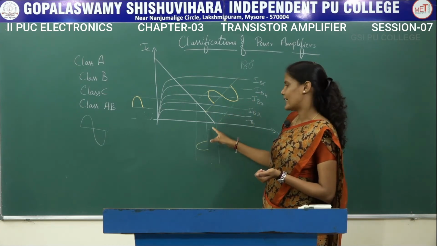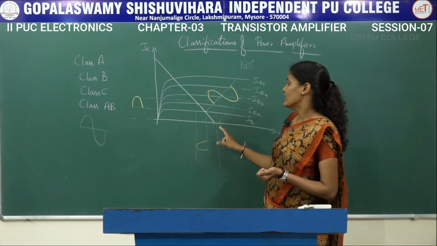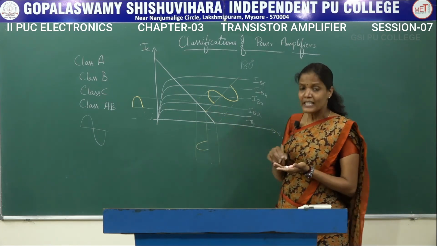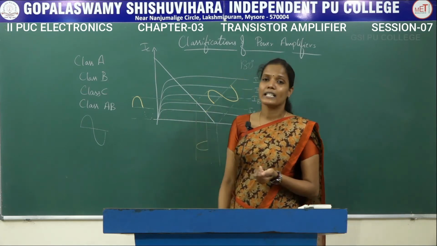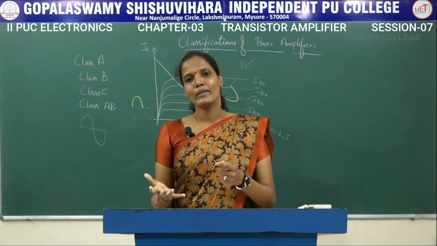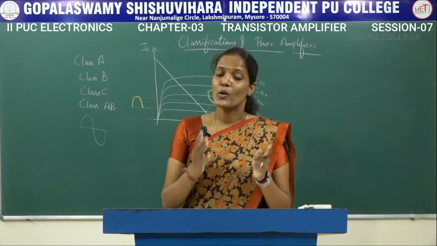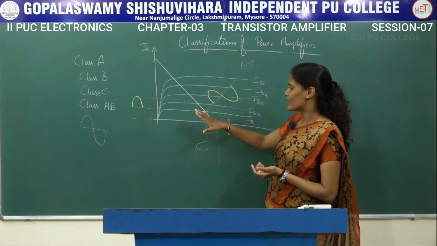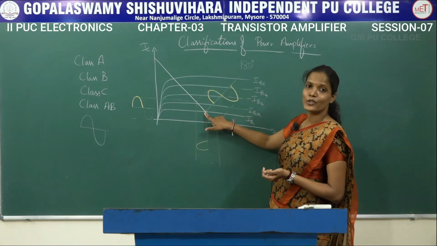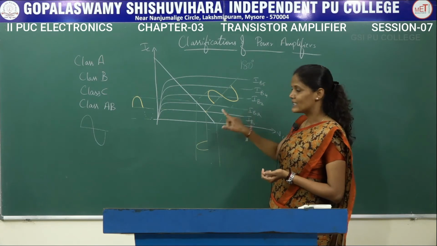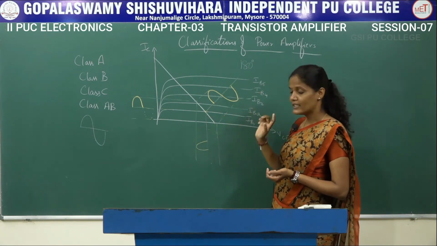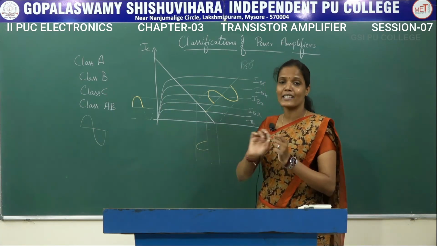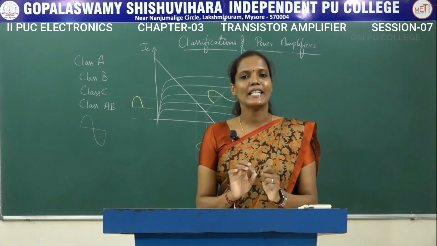So in this particular diagram we are going to get the output only for the 180 degree of the input cycle, that is the conduction angle of this class B power amplifier will be working only for 180 degree of the input signal. So in a class B amplifier we are going to select the Q point exactly at the cutoff line, or at the cutoff region. So here I get only one half cycle, and the other half cycle is completely distorted, completely eliminated.